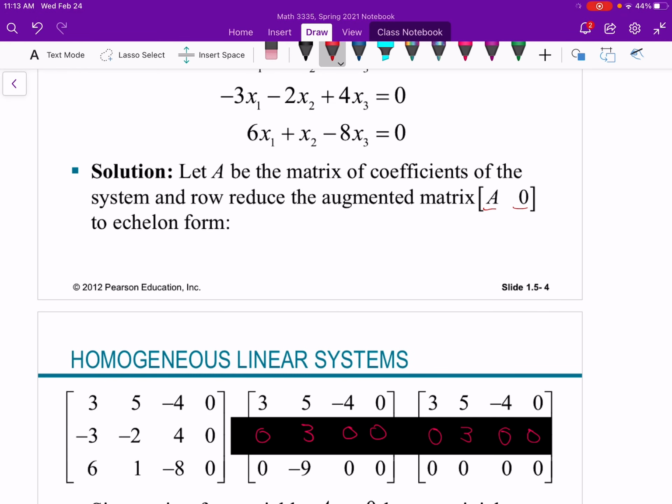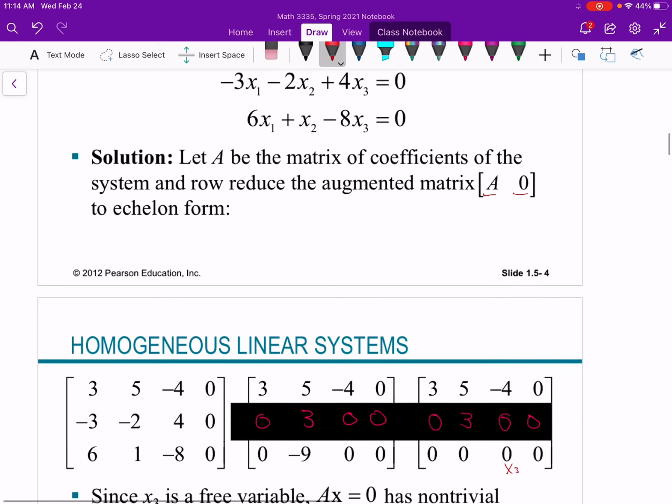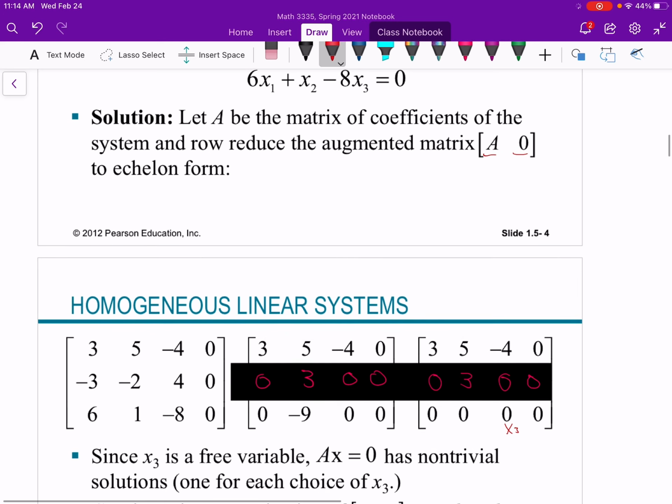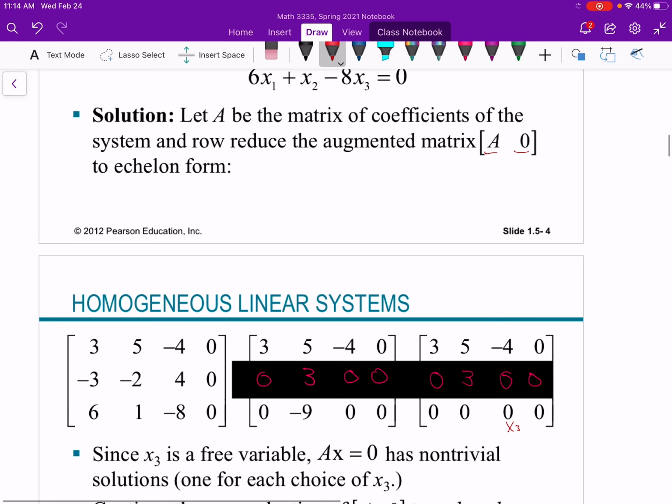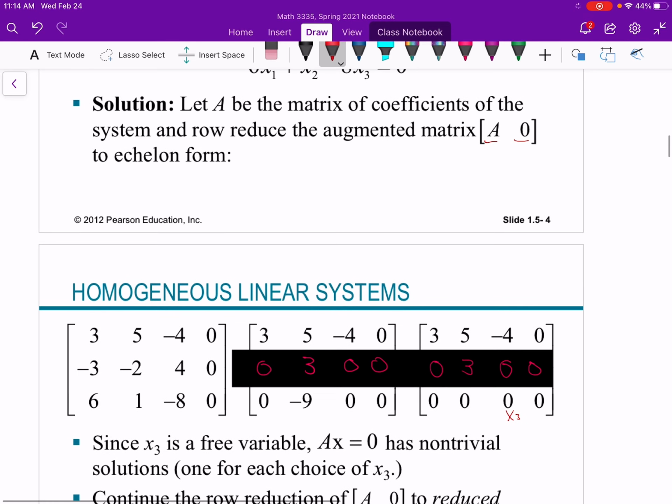Sorry, there's a blank spot there. I was just filling in the 3. That's where it's supposed to be. So you look at the end result. Obviously, x3 is the free variable. So x3 is a free variable. Therefore, we have at least one non-trivial solution, or more than one. I mean, infinitely many.